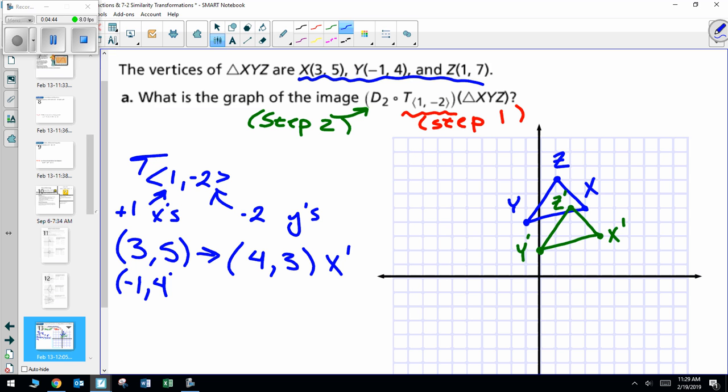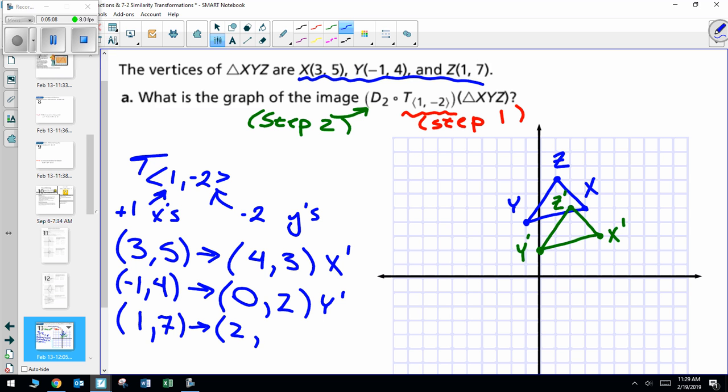Negative 1, 4. Adding 1 to the x, now it's at 0. Minusing 2 from the y, now it's at 2. That's where I would have found y prime. Same thing with z. It would have went from 1, 7. This notation means add 1 to the x, subtract 2 from the y's. That's how I would have got my coordinate points without the graph, which is something you'll be able to be quizzed on.